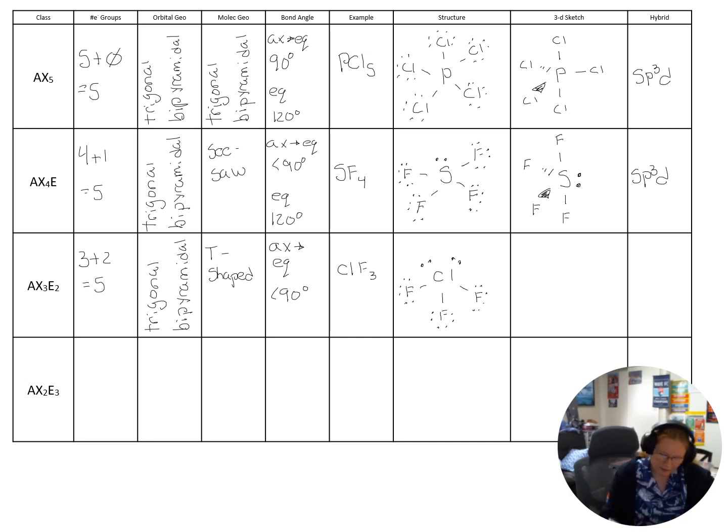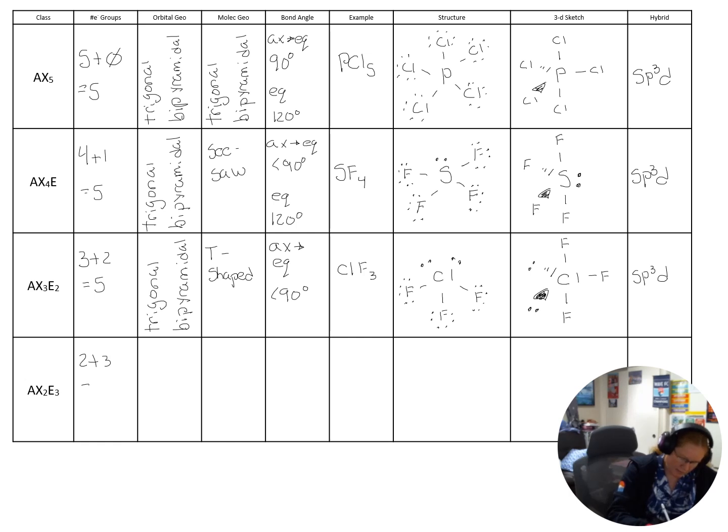Okay, and then we'll draw our 3D sketch. All right, and so that's where if you turn it on the end, it looks like a T. And then we've got a lone pair here and a lone pair there. Okay, and we're still sp3d here for this hybridization. All right, we have one more to consider here. I'm going to do 2 plus 3 is still, coincidentally enough, 5. So our orbital geometry is still trigonal bipyramidal.